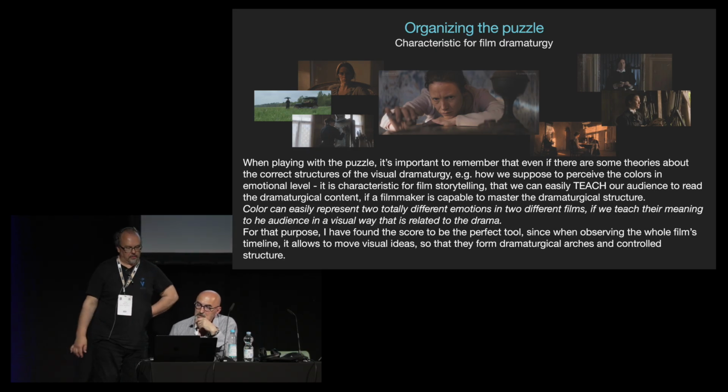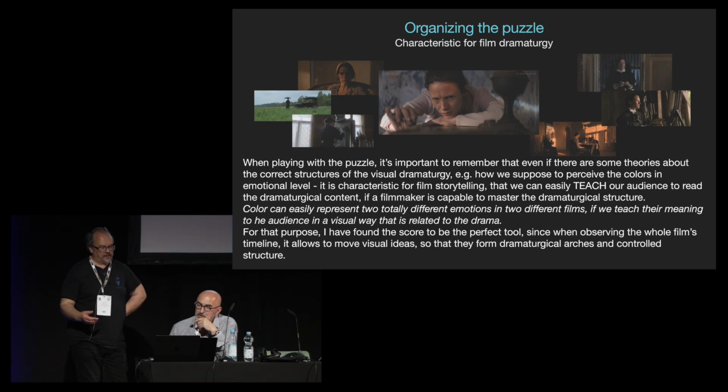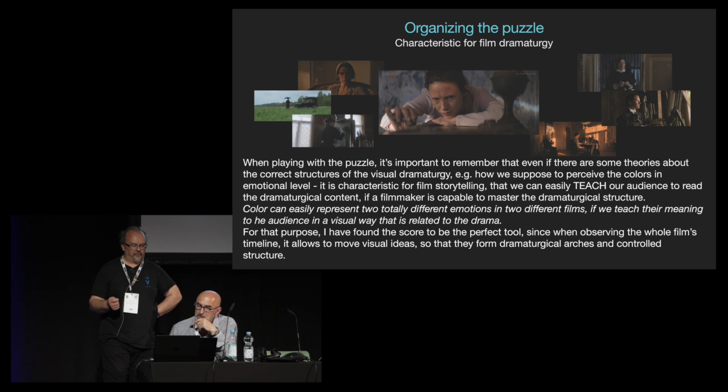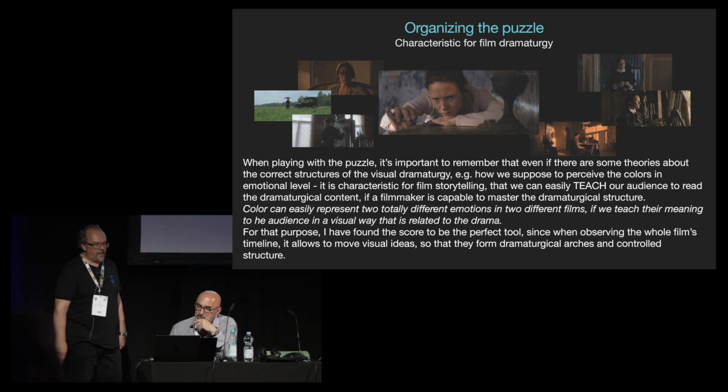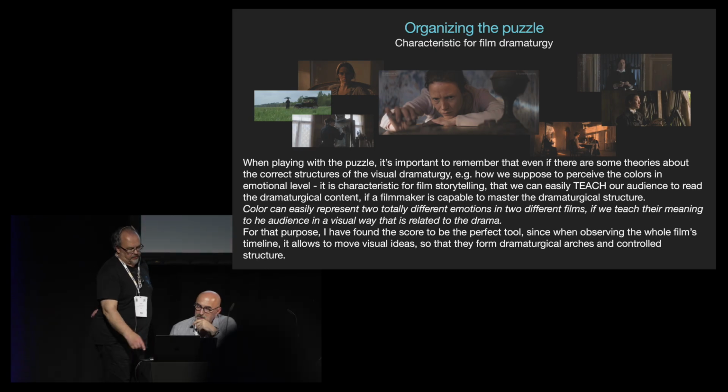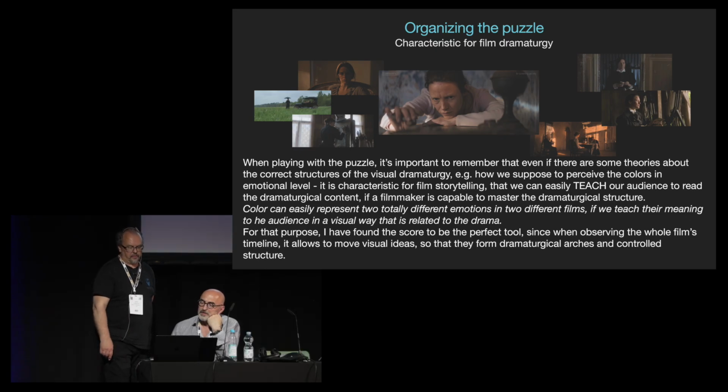for example, color can easily represent two totally different emotions in two different films if we manage to teach the meaning to the audience in a visual way that is related to the drama. And color is only one example, and that can be related to the sound or light or whatever. For that purpose, I have found the score to be the perfect tool, since when observing the whole film's timeline, it allows me to move visual ideas so that they form dramaturgical arcs and a controlled structure.